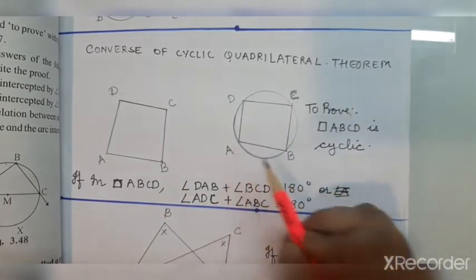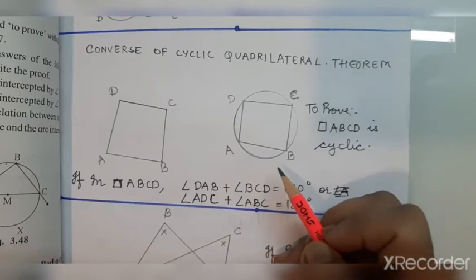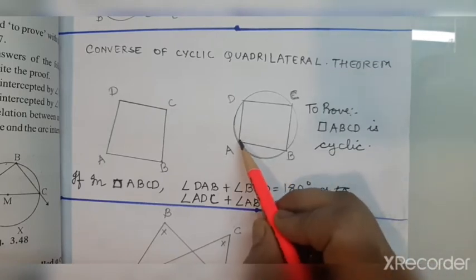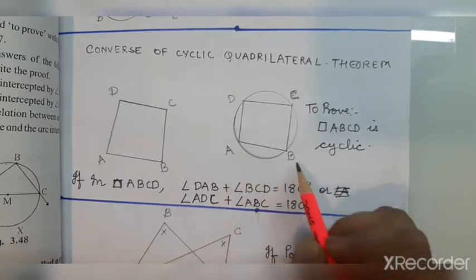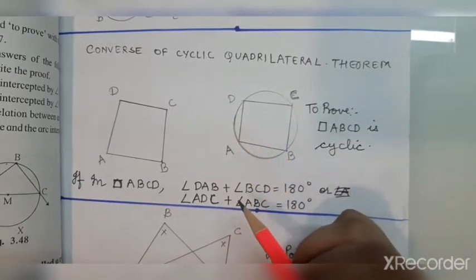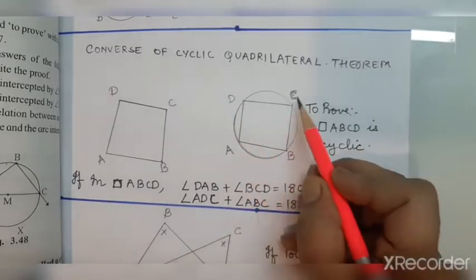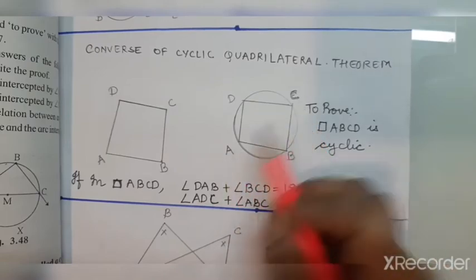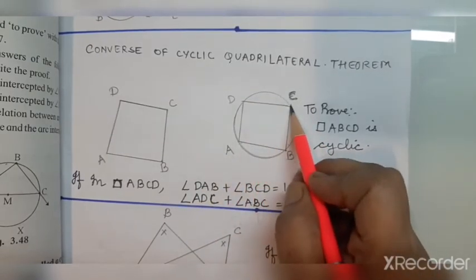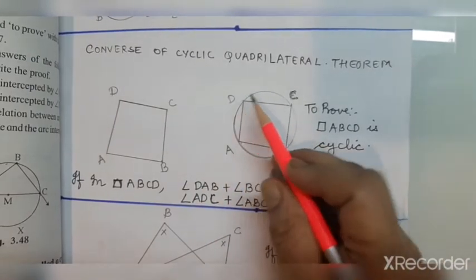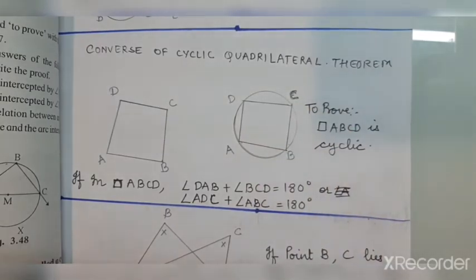In the cyclic quadrilateral theorem, we have studied that they have given quadrilateral ABCD is a cyclic quadrilateral, and we have proved that the opposite angles are supplementary. That is, angle A plus angle C is 180 degrees and angle B plus angle D is 180 degrees. That is a cyclic quadrilateral.